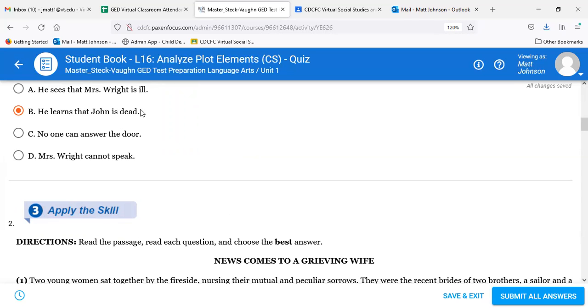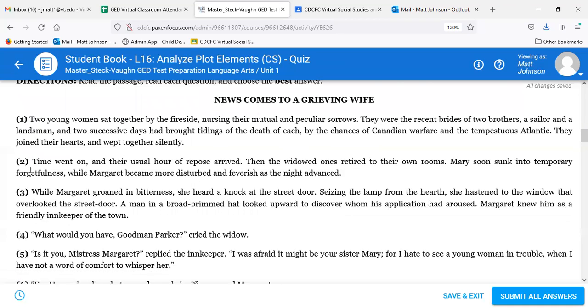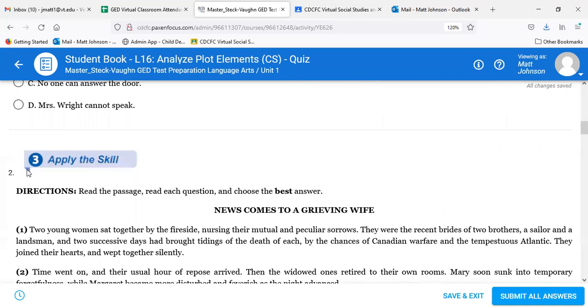All right. So let's trade off here. I'll start reading and then we'll work through these paragraphs here.